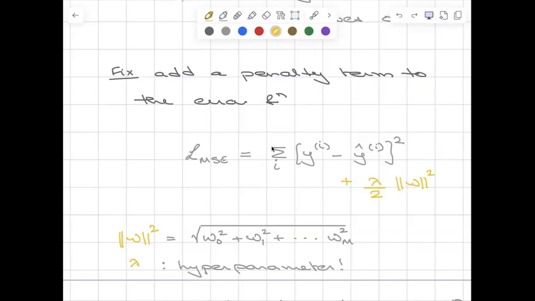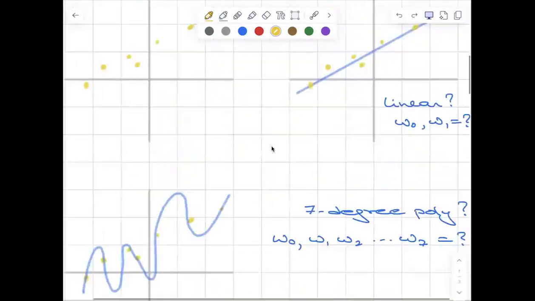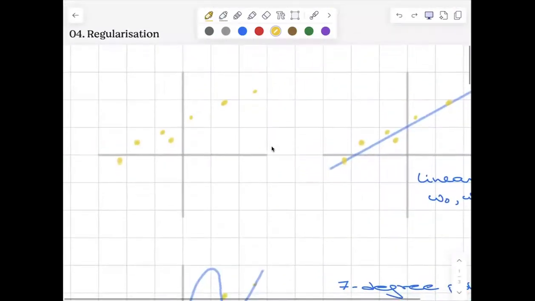Okay, so let me pause here. Do you have a fair idea of regularization and what it's doing and how it's doing it?